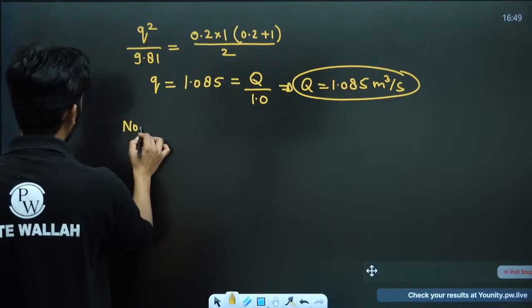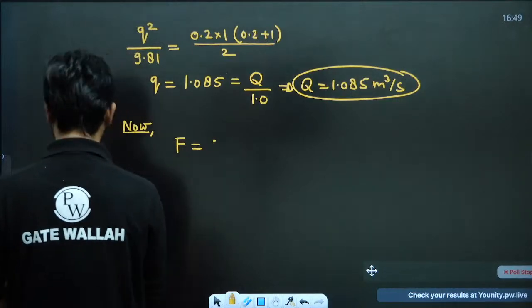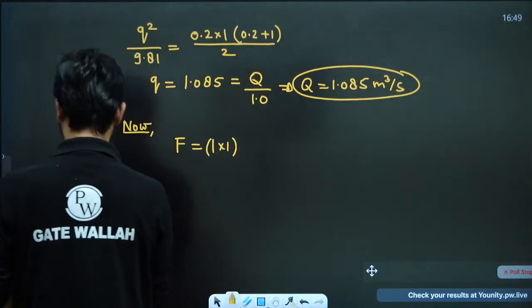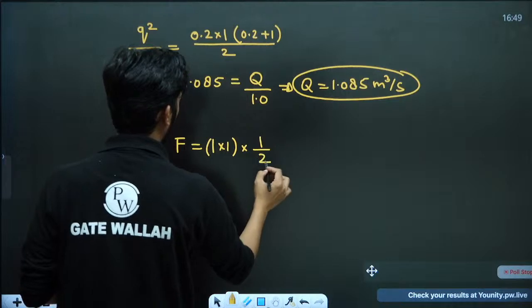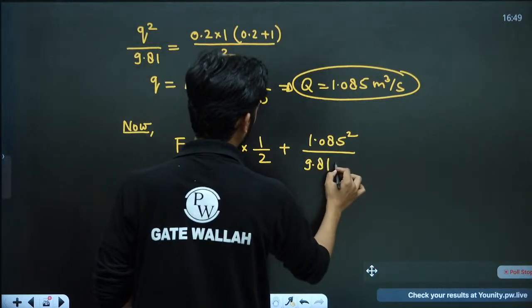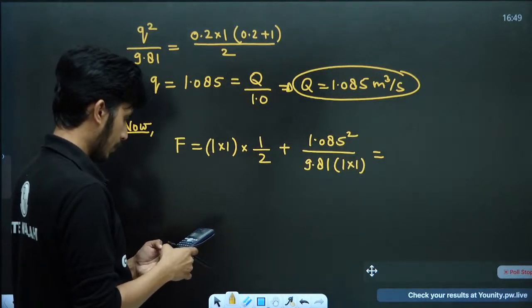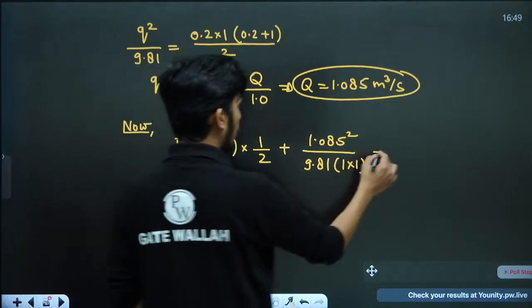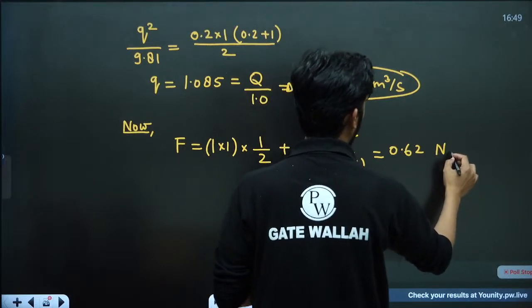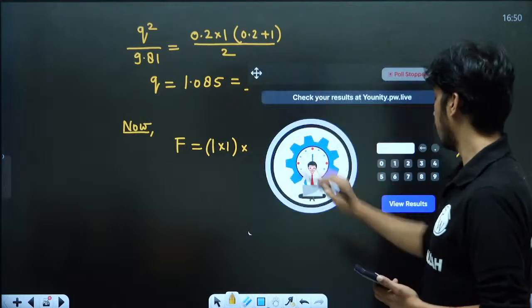So F will be equal to A into y bar. Area we can calculate at any point. Let's calculate at depth 1 meter because it is easy. So 1 into 1 into y bar. Y bar will be equal to depth by 2, that is 1 by 2, plus Q square by GA. So 1.085 square divided by GA, G is 9.81, area is again 1. From here we will get the value, it is 0.62 meter cube. Actually, the unit of this is Newton per Newton per meter cube, but we can directly write it as meter cube. 0.62 will be the answer.